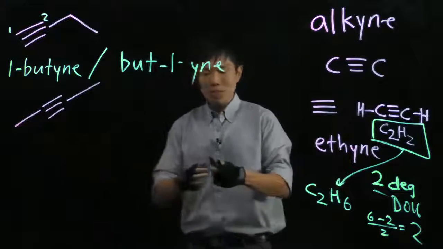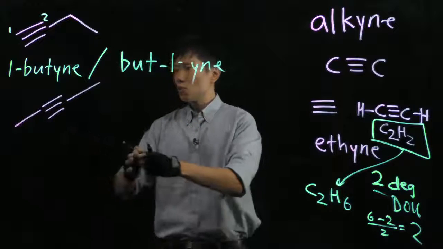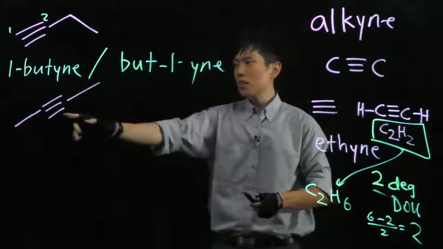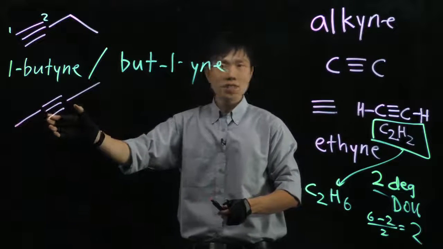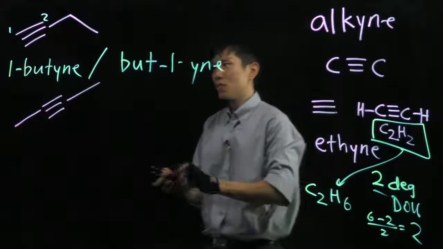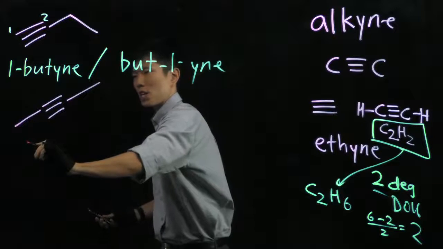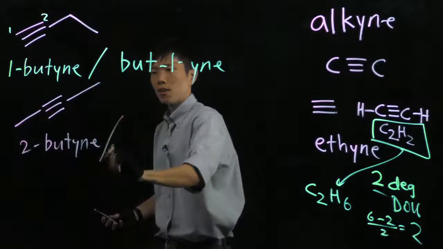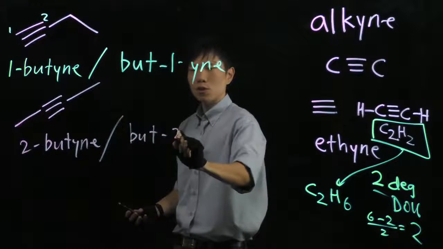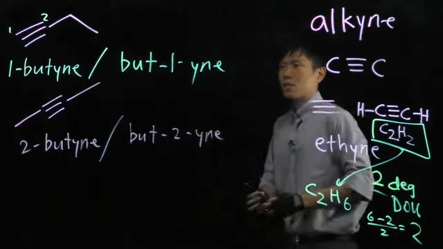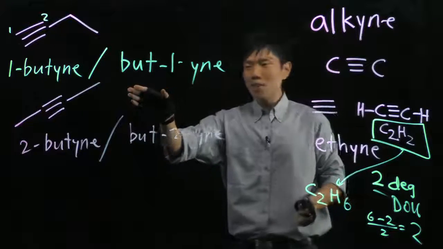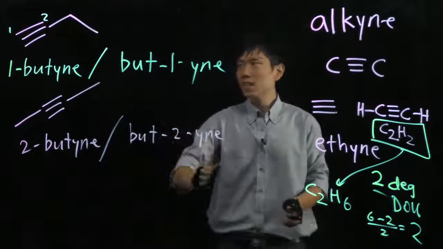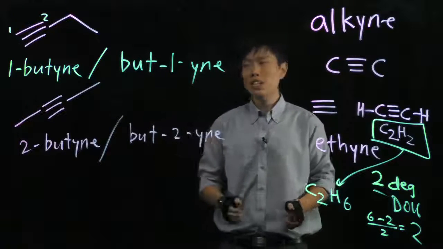For this molecule at the bottom, if you go from either side, you reach 1, 2, 3, 4. Again, this is symmetrical. This triple bond is between the second and the third carbon. So there's only one name for this, which is 2-butyne, or you can call it but-2-yne. So you see that the difference between these 2 names for the isomers is only the number here. And this tells you clearly where exactly the carbon-carbon triple bond is.